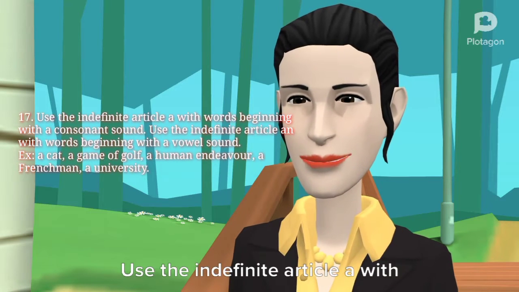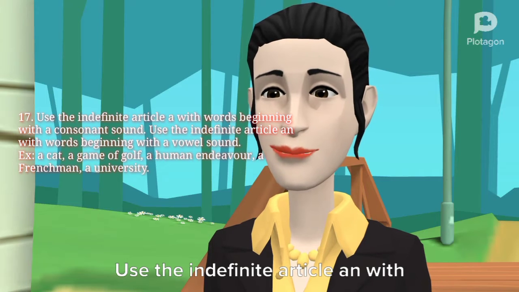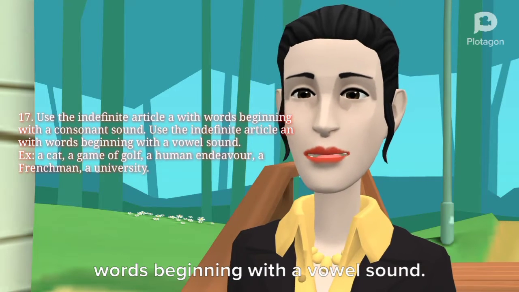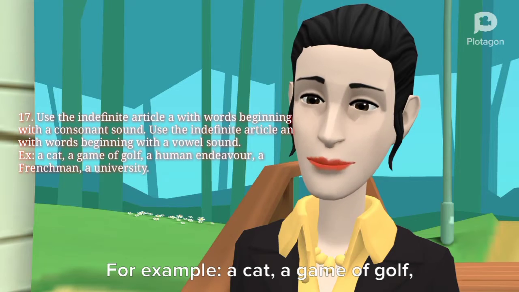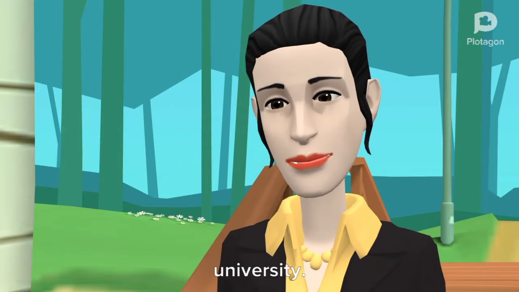For example, he always saves some of the money that he earns. 17. Use the indefinite article a with words beginning with a consonant sound. Use the indefinite article an with words beginning with a vowel sound. For example, a cat, a game of golf, a human endeavor, a Frenchman, a university.